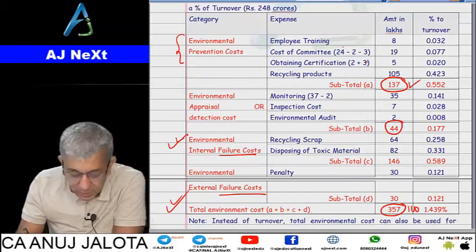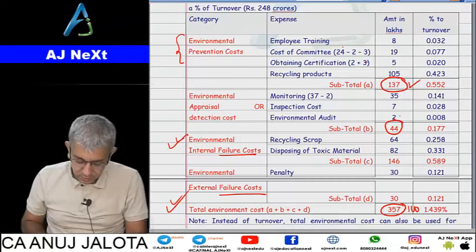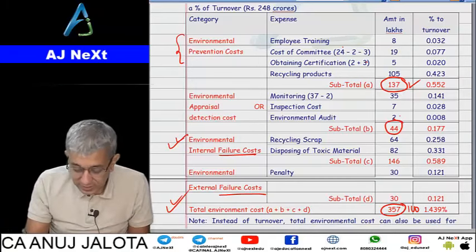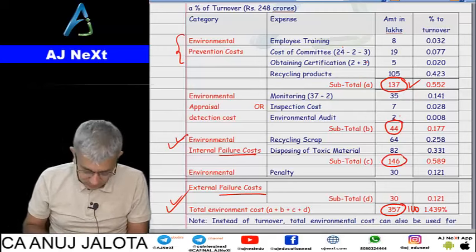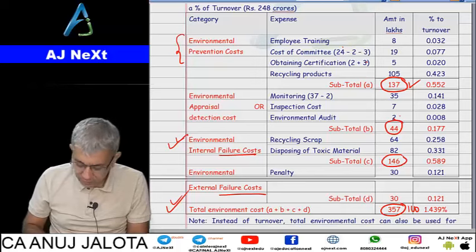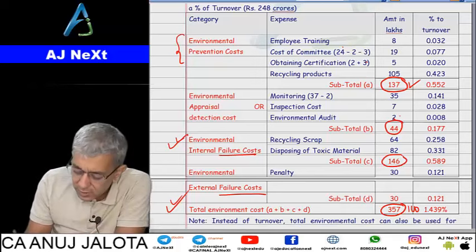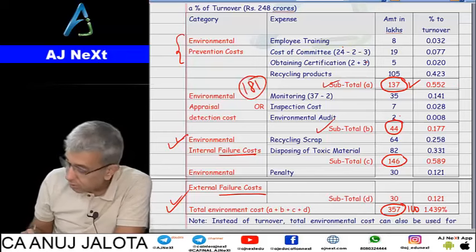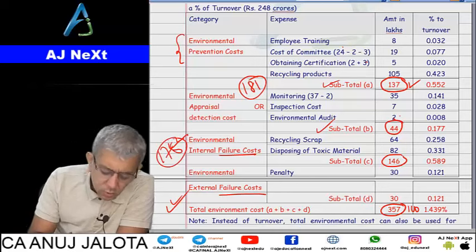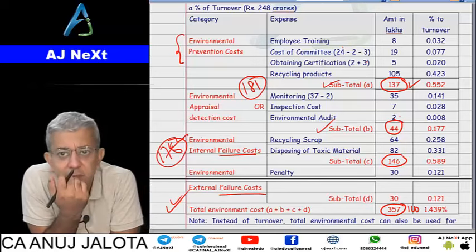Now, out of 357, prevention cost and appraisal cost are 137 plus 44. So these are 181, whereas the internal failure cost in this case will be 146 plus 30, which is nothing but 176. So the total of the first two is 181, and the total of the last two is 176. So almost like, it is kind of a 50-50% thing.